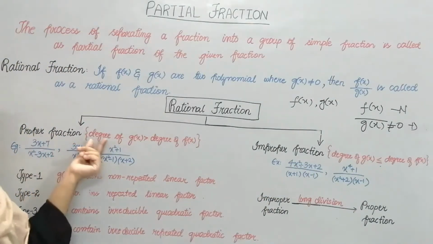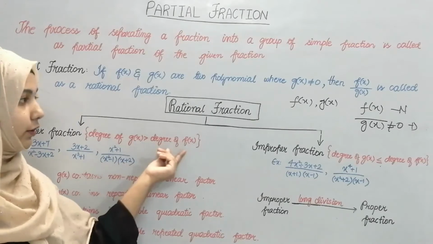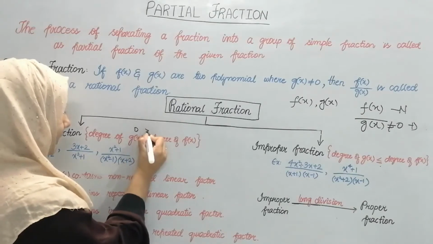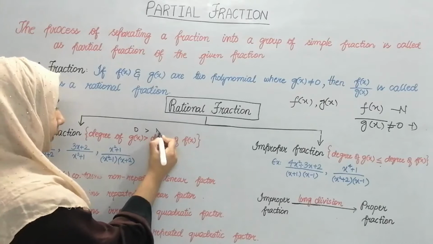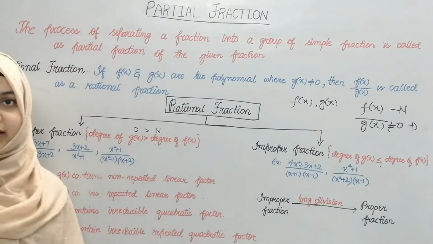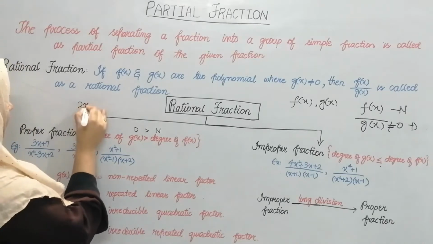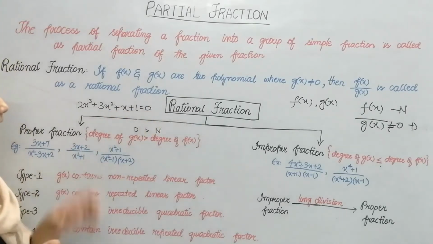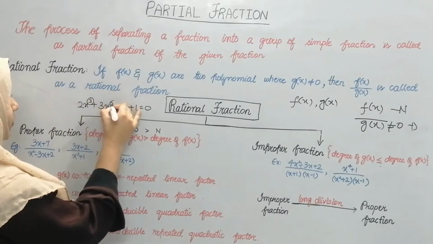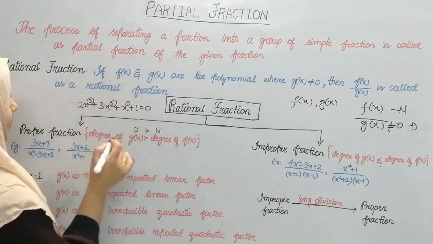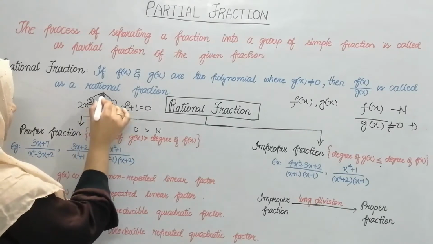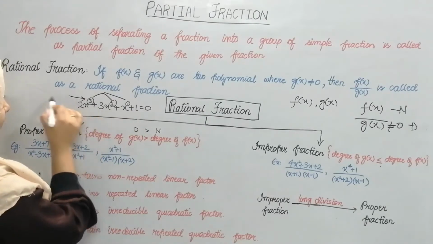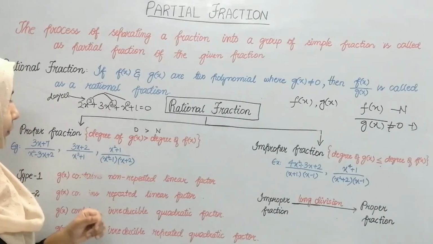A proper fraction says that the degree of g of x is greater than the degree of f of x. That is, the degree of the denominator is greater than the degree of the numerator. Degree means the highest exponent. For example, I've got 2x cube plus 3x square plus x plus 1. Here 3 is an exponent, 2 is an exponent, and where there is nothing written, the exponent is 1. Among these, whichever is the highest will be the degree of this polynomial. So 3 here is the degree. Clear? We'll see the example.